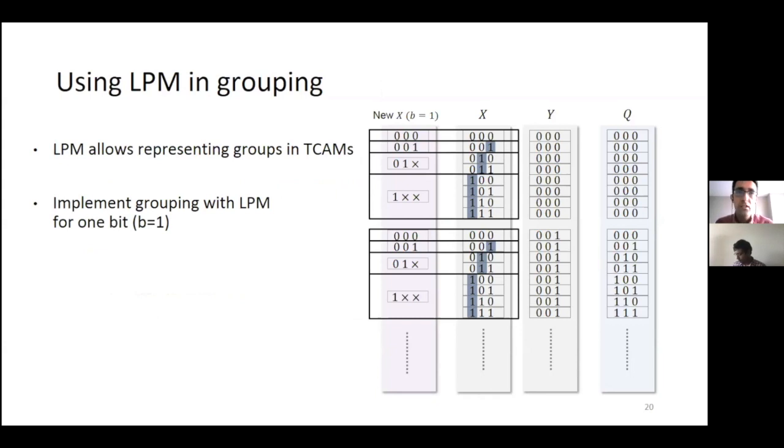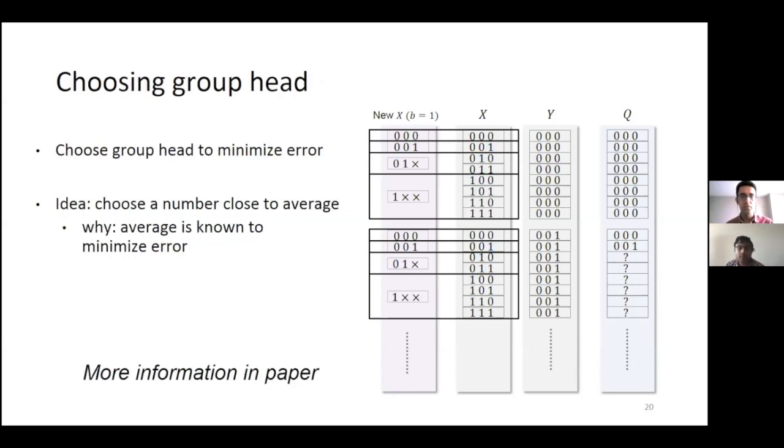So once we group all of the numbers, we use the LPM feature available in TCAMs to allow us to represent the group in the switches. As shown in this picture, in the last box, we are using 1xx to represent 4 numbers that have a 1 in the most significant bit, for instance. So we're using LPM to pack all of those groups into one entry in the lookup table. So the only remaining problem is how can we choose the group head?